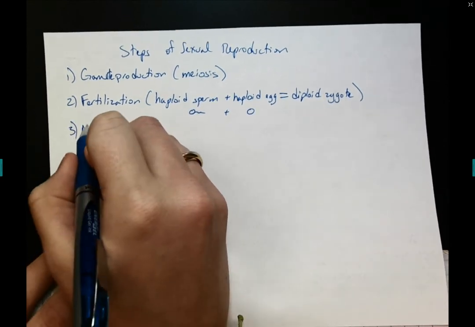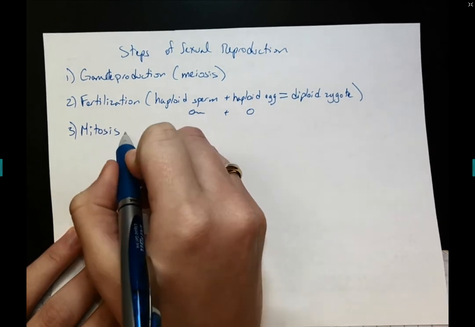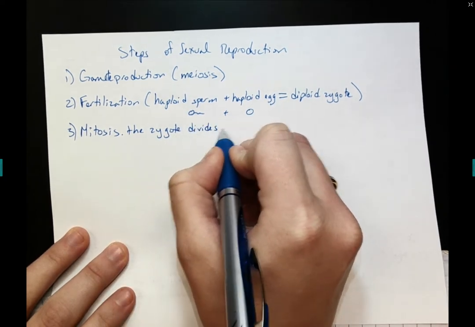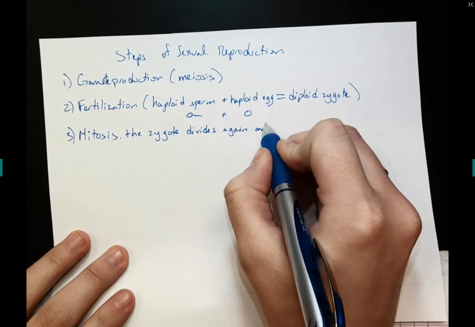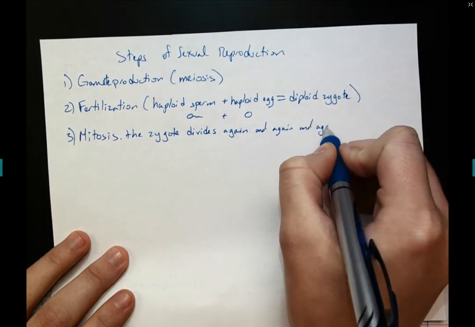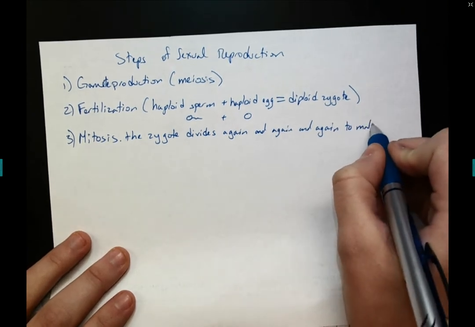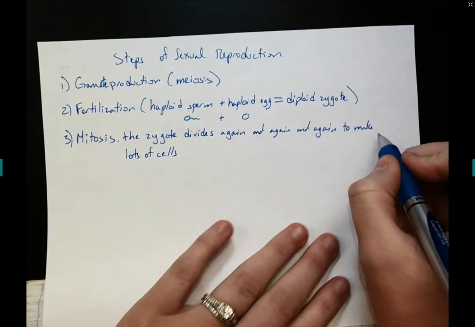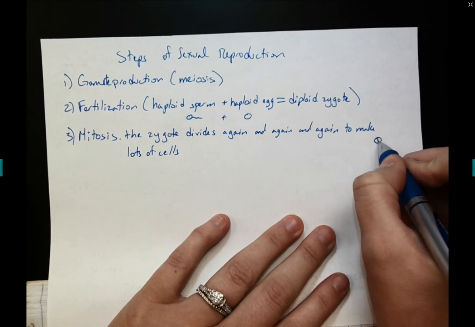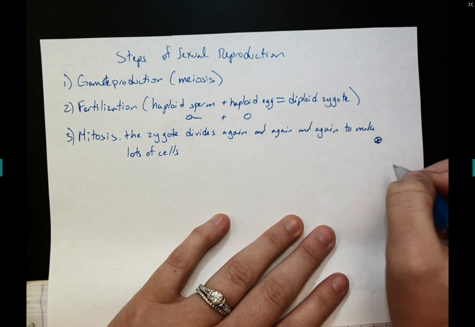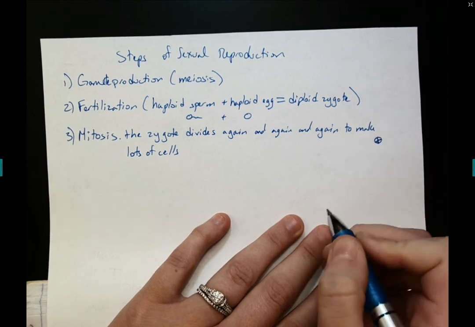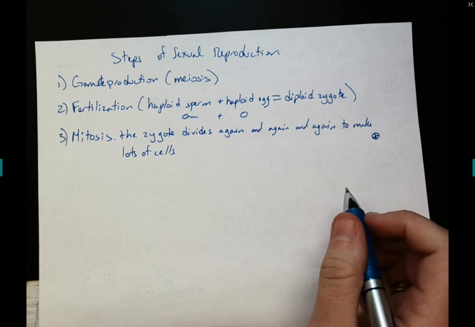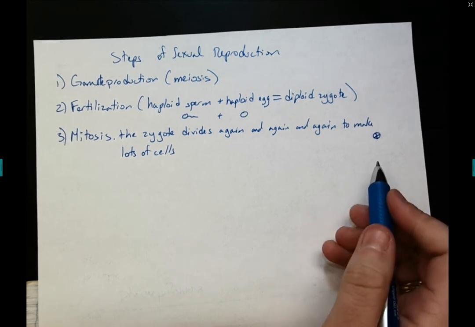Step 3, going through mitosis. So basically, the zygote divides again and again and again, over and over again, to make lots of cells. So I'd go from kind of having, I wonder if I can draw this out, a single cell, it would divide, and I'd end up with 2 cells, and then it would divide, and I'd end up with 4 cells, and I keep going from 1 to 2 to 4 to 8 to 16, constantly dividing exponentially to create more and more cells.